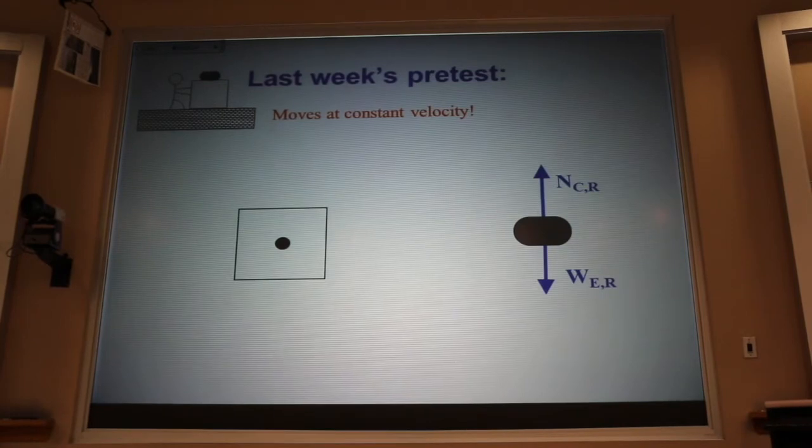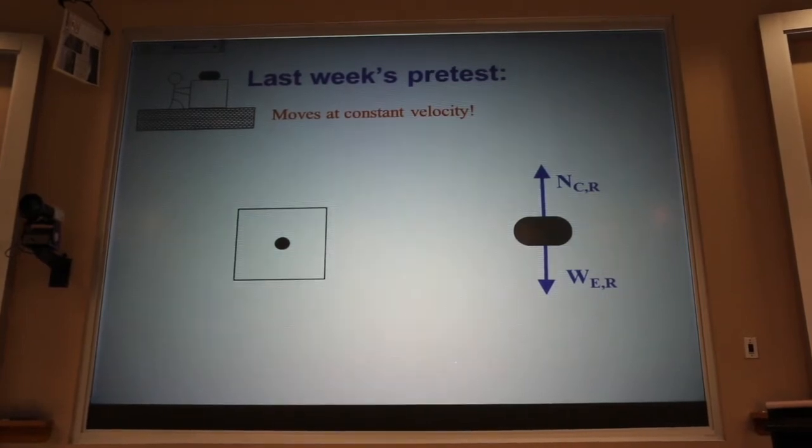Tell your neighbor what I want this friction force to do. Point right, point left, or be zero. Talk to your neighbor.